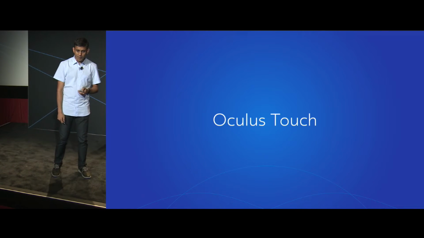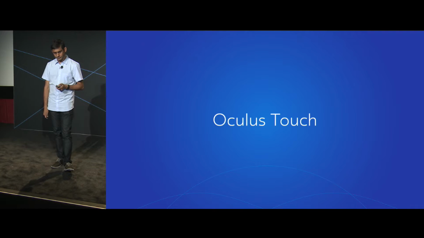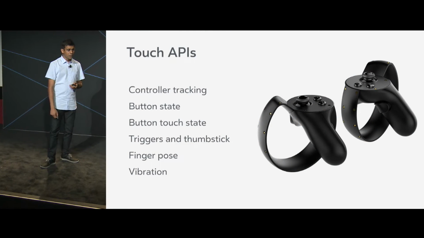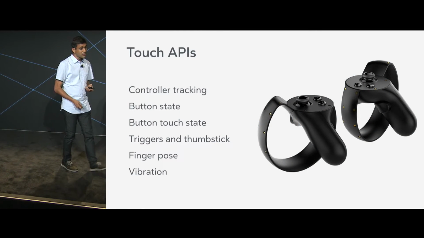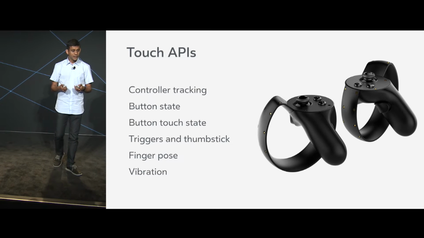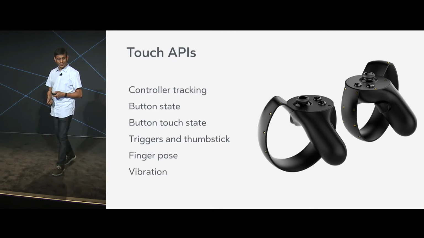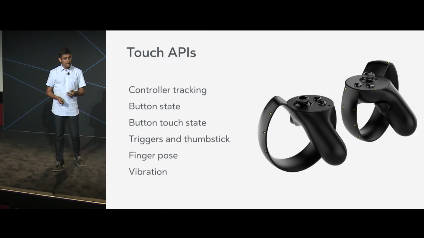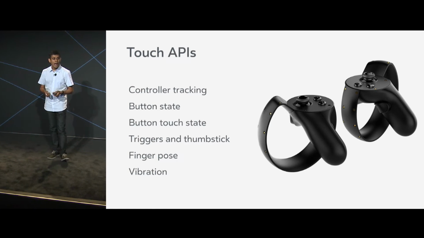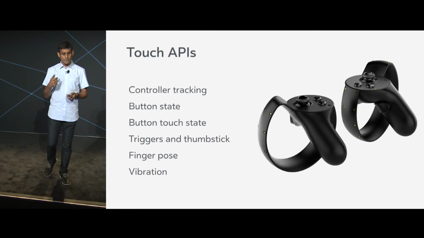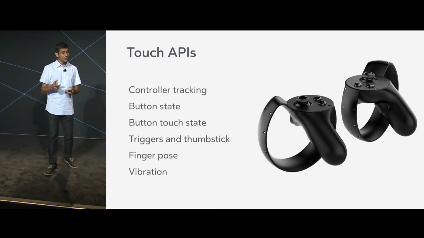Next, I wanted to talk about our touch APIs. So our touch APIs support controller tracking. It gives you the values of the button states. It also gives you values of the touch state of each button. And then we have analog triggers and thumbsticks that will give you analog values of their positions.